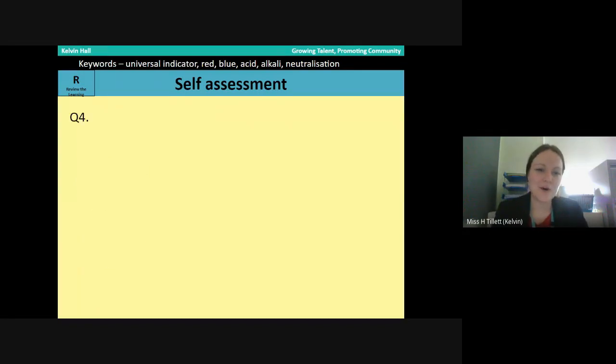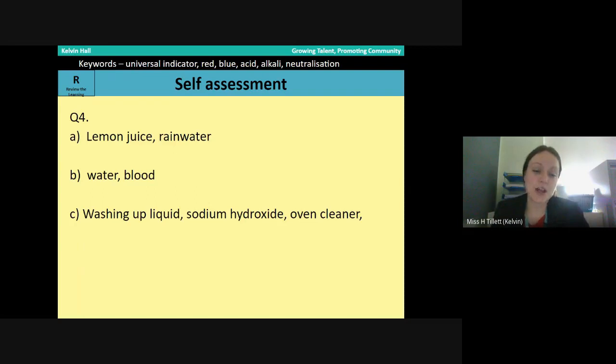Okay, question 4. Question 4 was asking you to use that information table. So A is lemon juice or rainwater. B is water or blood. C is washing up liquid, sodium hydroxide or oven cleaner. D, carbonic acid or stomach acid. I'll just leave that on for you. So if you need to pause now to write those down, pause.